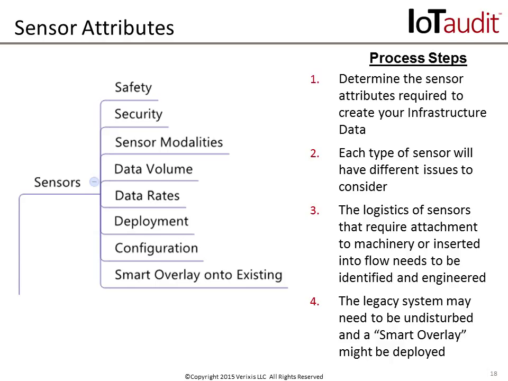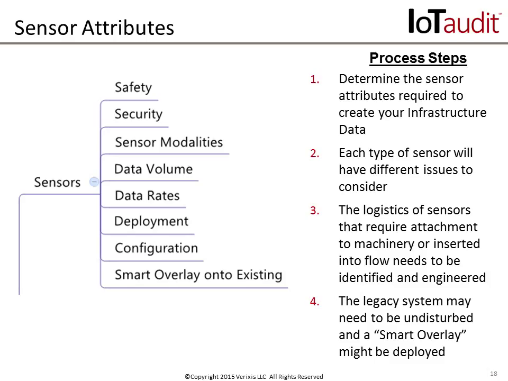So now looking at our sensor attributes as part of our IoT implementation plan, we're sort of starting at that level 1 in the reference model. There's a number of different attributes listed on the slide. So you determine the sensor attributes required to create your infrastructure data. And areas you're going to look at are the safety of the sensor, the security, the actual sensor modality, the volume of data created by the sensor, the data rates required for proper operation, how it's actually deployed and maybe potentially attached to the equipment, how it's configured, and whether or not you might use a smart overlay. So you see the process steps on the right here. Determine the sensor attributes. There'll be different issues to consider for each sensor.